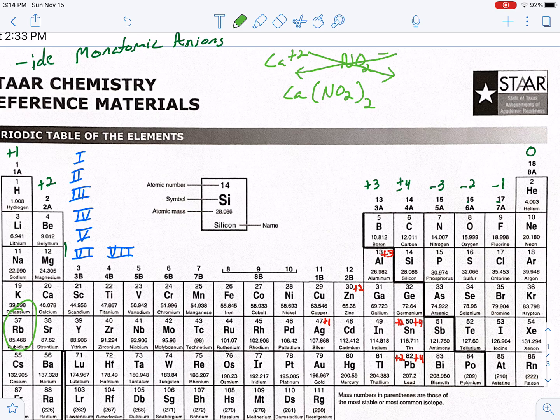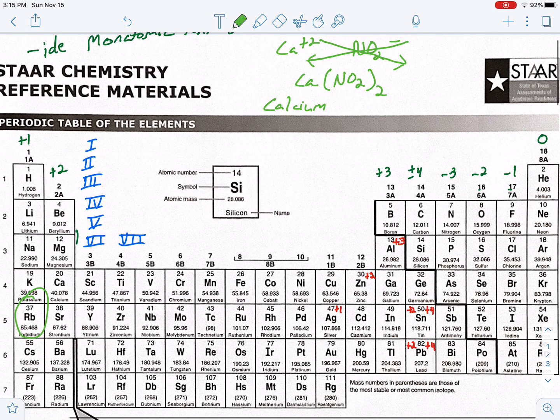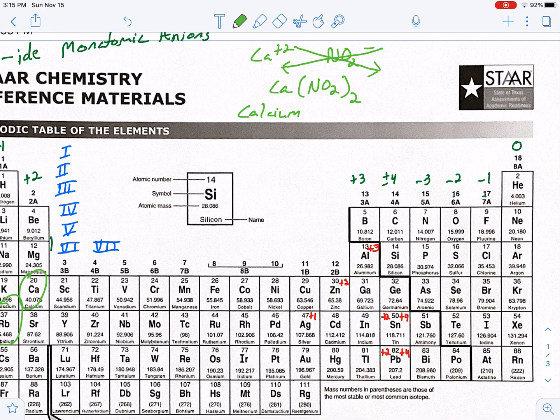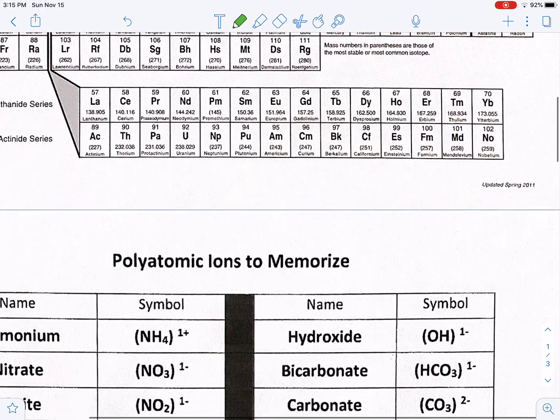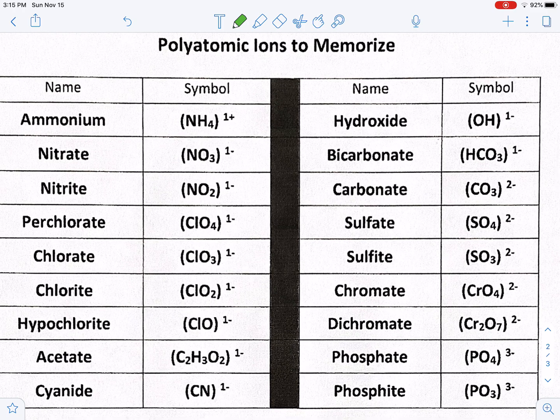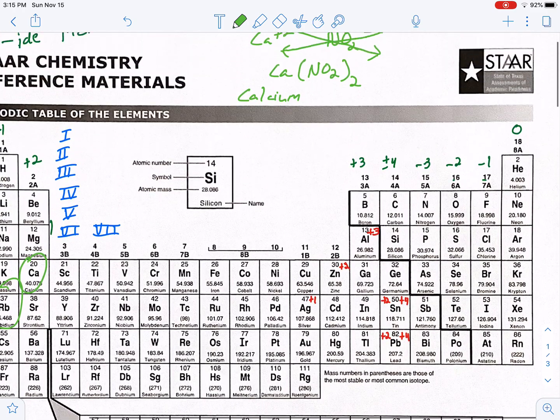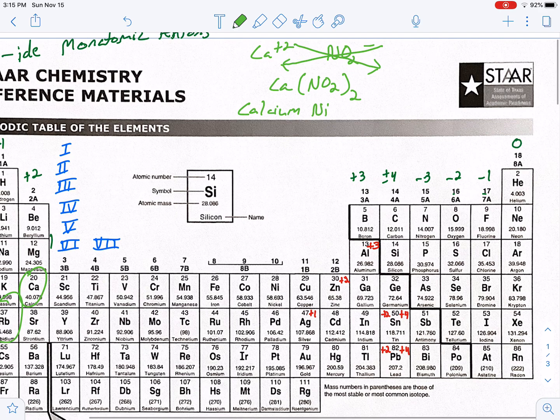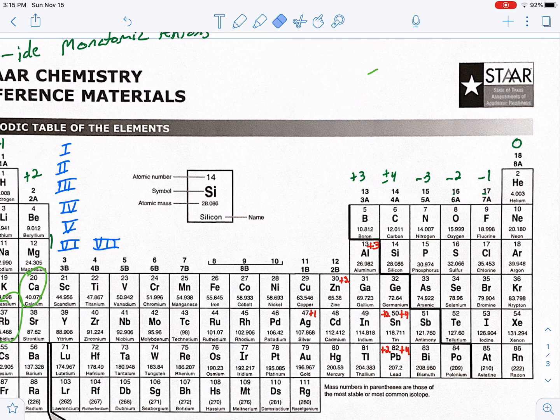So when we do the name, Ca is calcium. Is calcium a transition metal? It's right here. No, it's not, so we don't need a Roman numeral. And then we look up NO2 on our list. Okay, NO2 is right here, so that's going to be nitrite. So this would just be calcium nitrite. Okay, and that's it.